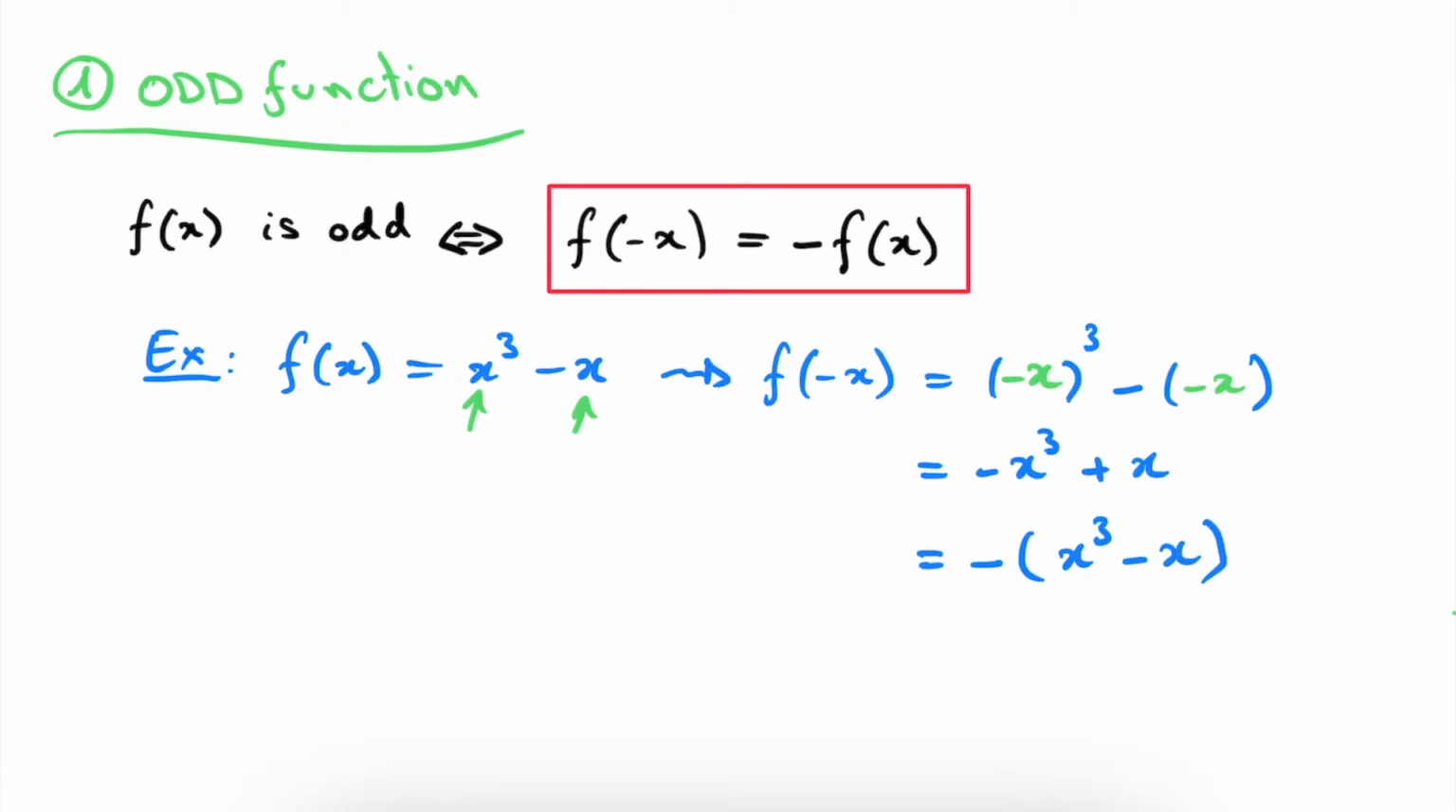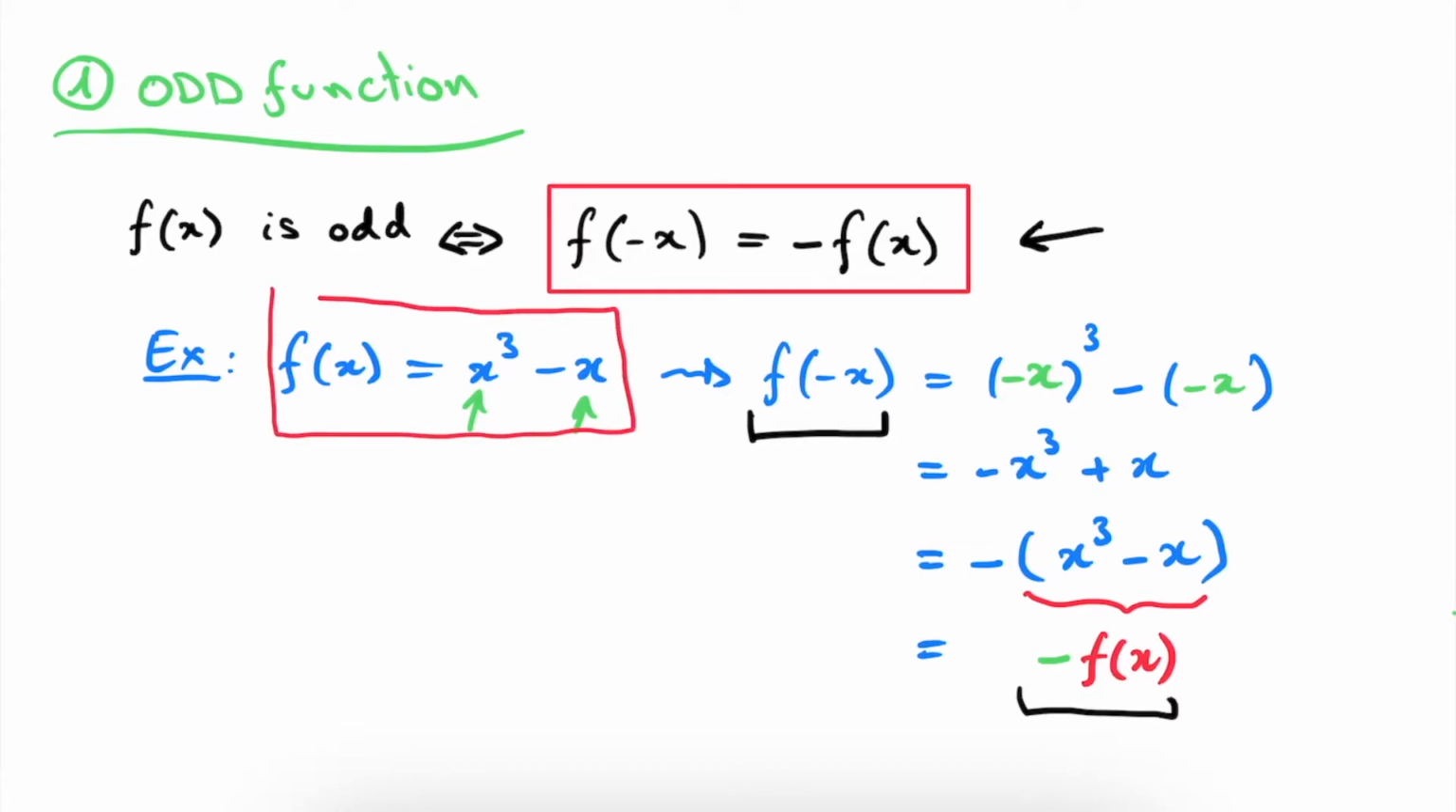And what we see here is that we simply have this x^3 - x, which is simply f(x). And of course, this minus sign should not be forgotten. So we have that this is equal to -f(x). What we have found now is that f(-x) is equal to -f(x), exactly the definition that we had for an odd function. And therefore we conclude that f(x), which is in this case x^3 - x, is indeed an odd function.